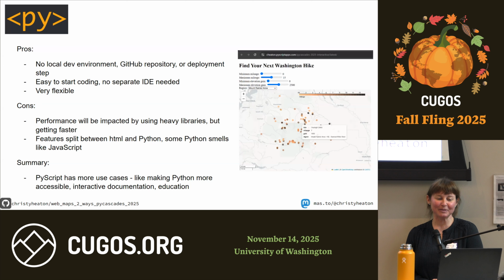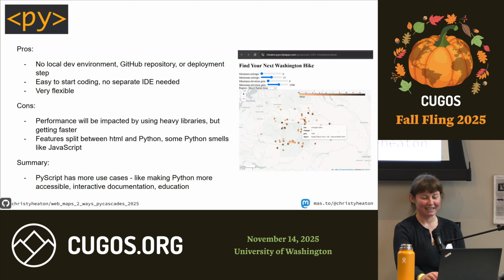But in summary, PyScript has a lot more use cases than Streamlit. It makes Python much more accessible, and it can be used for any number of things. I've seen it used for interactive documentation. It can be used in education to teach Python, and lots of use cases.